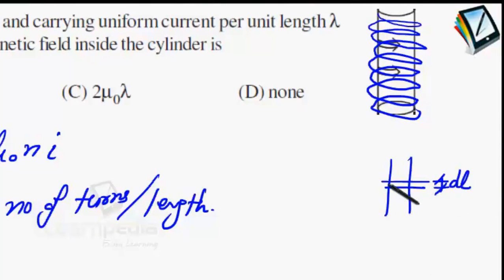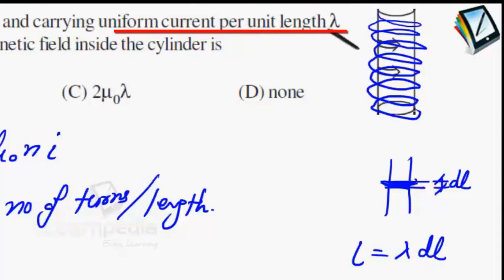Then what would be the current in this segment? In fact, if we divide this cylinder into several segments of dl length, then we can say that these are current loops of dl width. So one turn I am assuming to have a width dl. So what should be the current in that turn? The current in that particular turn must be lambda into dl, because current per unit length is given to be lambda. So here current has become lambda into dl.